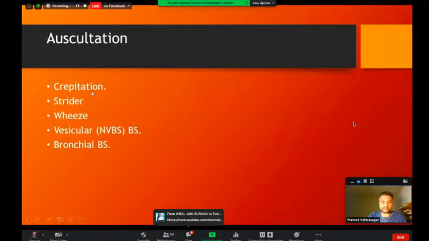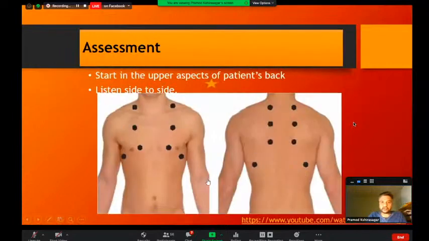Okay, so also check for any crepitation, stridor, wheeze, vesicular, bronchovesicular breathing, whether it is normal or not. Typically, they present with a wheeze. If there is an infection, they will also present with crepitations or crackles or rhonchi. So always examine the auscultation, each level individually, and also the posterior.